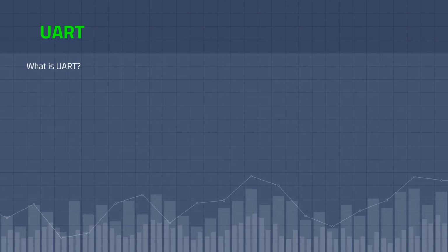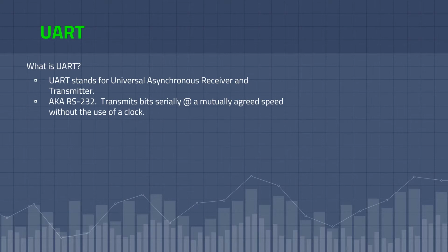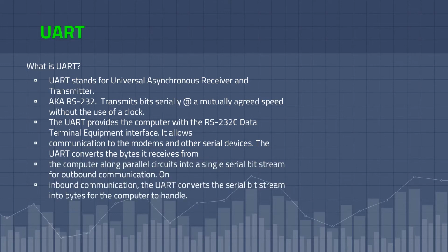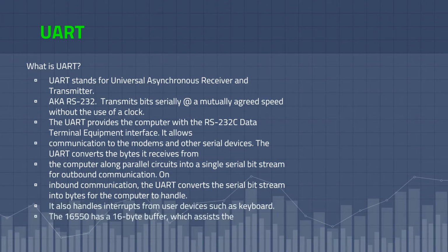UART. What is UART? UART stands for Universal Asynchronous Receiver and Transmitter, also known as RS-232. It transmits bits serially at a mutually agreed speed without the use of a clock. The speed is known as baud rate. The UART provides the computer with the RS-232C data terminal equipment interface. It allows communication to the modems and other serial devices.